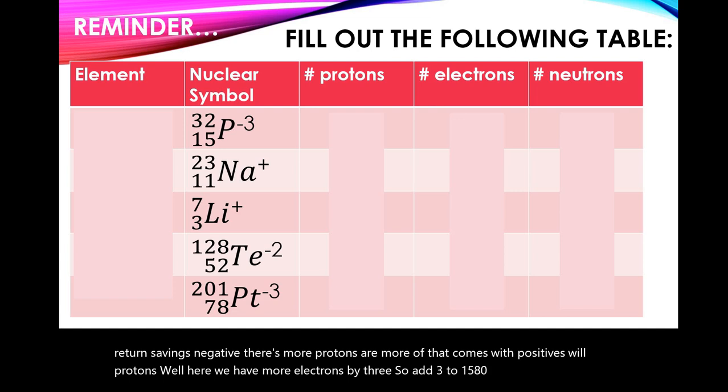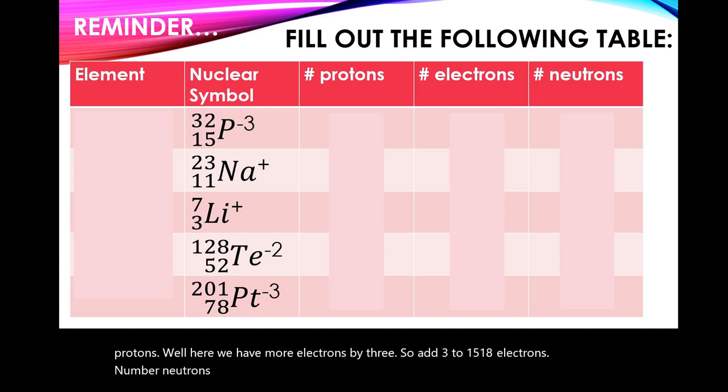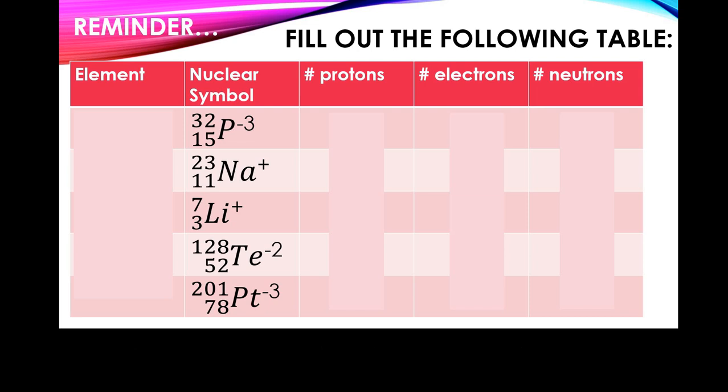The number of neutrons, it's already set up here for subtraction. So we just do 32 minus 15, and that will give us the number of neutrons. Do you have this in your notes, yes or no? No. Okay, so let's do this next one together.